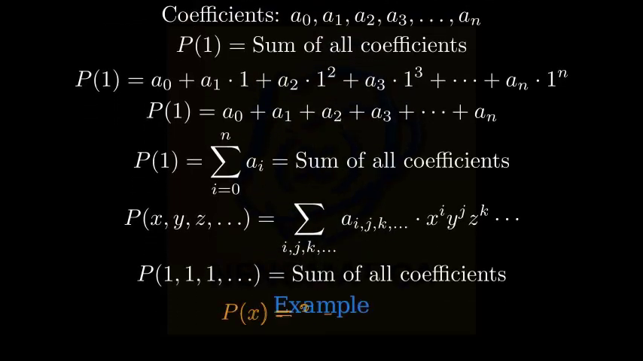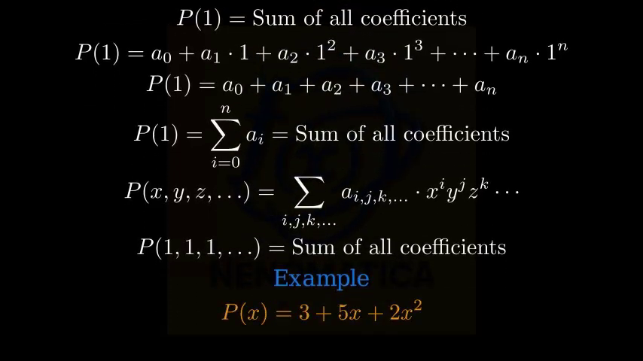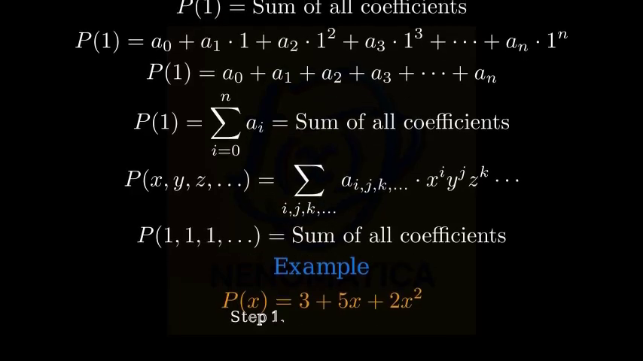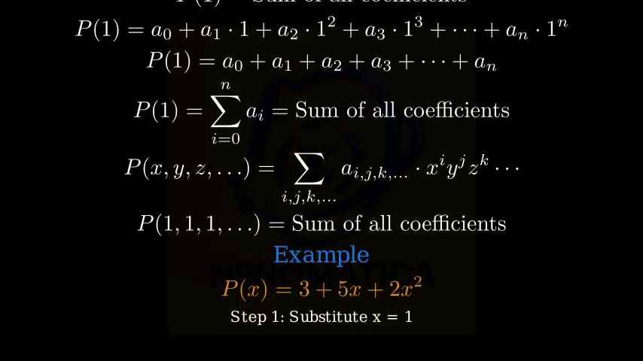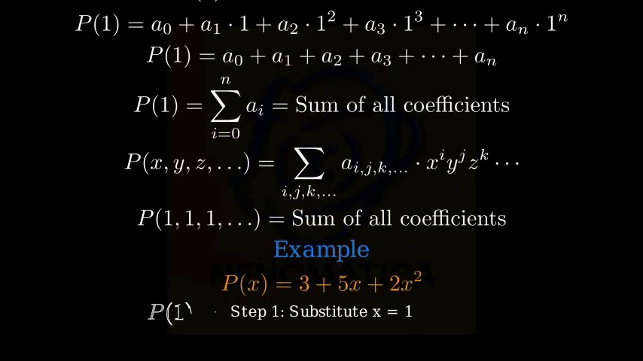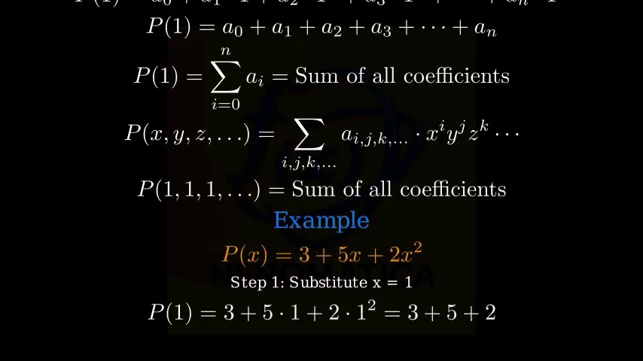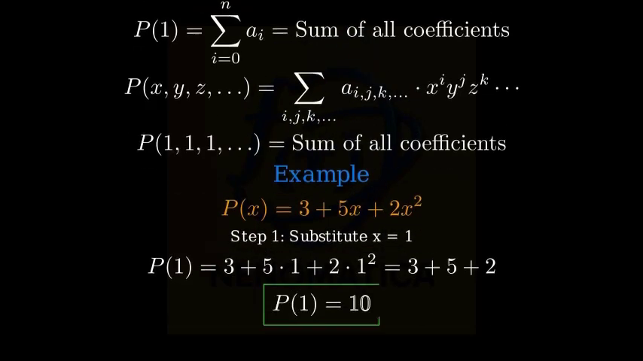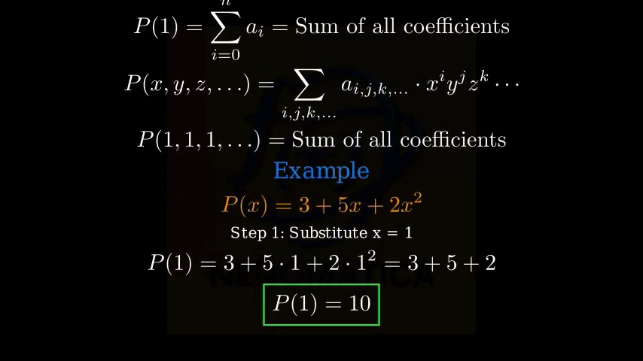Consider the polynomial p of x equals 3 plus 5x plus 2x squared. To find the sum of coefficients, we evaluate p at x equals 1. P of 1 equals 3 plus 5 times 1 plus 2 times 1 squared, which gives us 3 plus 5 plus 2, which equals 10. So the sum of coefficients in this polynomial is 10.